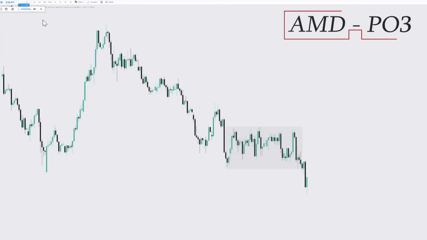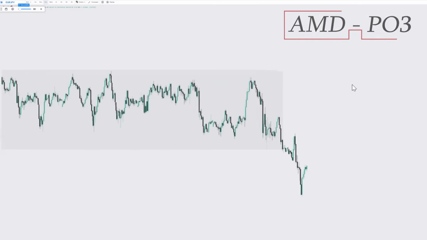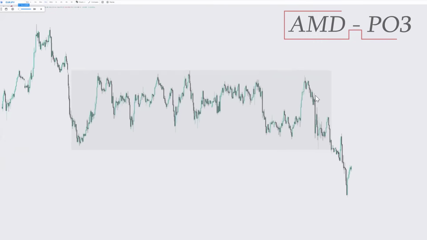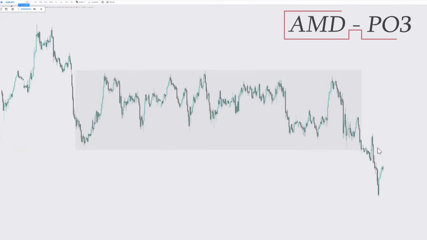We have a pullback. So since we have a pullback, dropping to the lower time frame to look for entry is actually going to be the best thing to do right now. So this is your lower time frame right here. You see, this is the accumulation. Price actually took time accumulating these orders right here. The liquidity at the low has been swept.